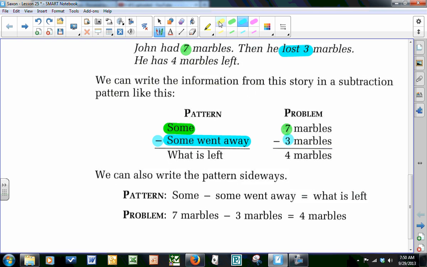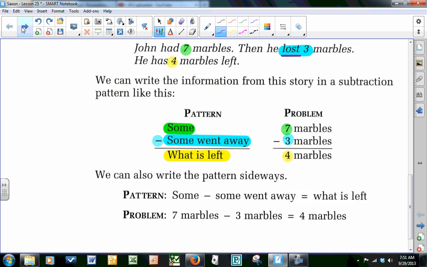And then he has 4 marbles left. So what is left? He has 4 marbles left. So some, then some went away, and what is left. And the subtraction is often indicated by the word lost. Or maybe if he spent money, you give that money away. Now you can write it horizontally as they've done here. Some went away, and what is left.